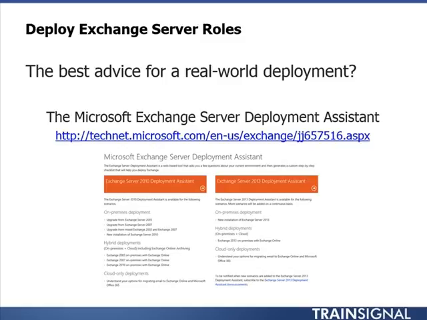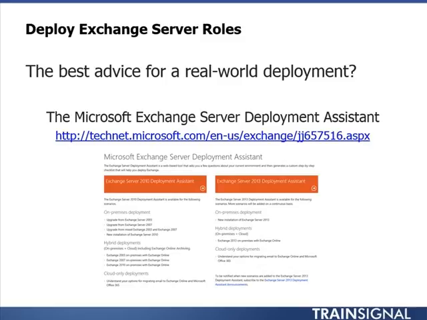Over on the right side, you can see Exchange Server 2013 Deployment Assistant. This will assist as well with on-premise deployment, hybrid deployments, and cloud-only deployments. It will also assist with transitioning from Exchange 2007 or 2010 over to Exchange 2013. There is no transition path for Exchange 2003 over to 2013. In that case, you would have to do a double hop, which is where you would use this deployment assistant to hop from 2003 to 2010 and then over to 2013.